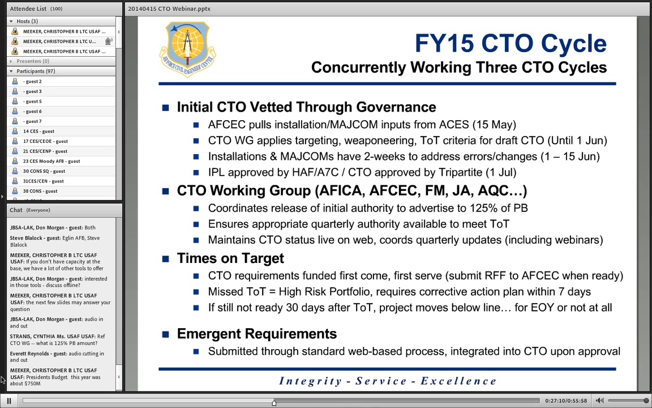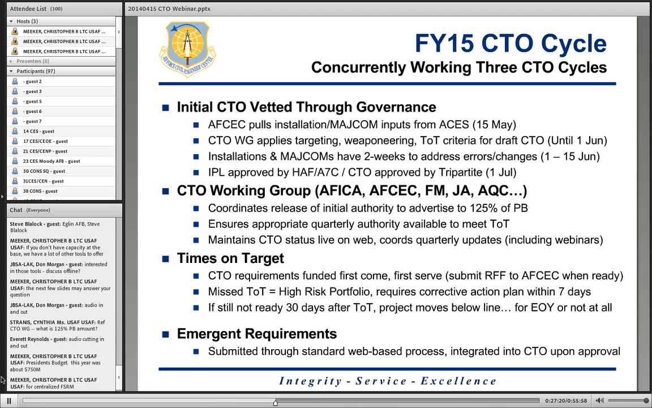We need that milestone, but we also need to put you at risk. So if you miss it and you can't correct it within 30 days, then your project is going to move below the line and not going to be considered until we hit fourth quarter and end of year, if at all. So that's the key out there, and that's a key takeaway from this: we want you to hit those dates. We need you to hit those dates and work towards those dates.